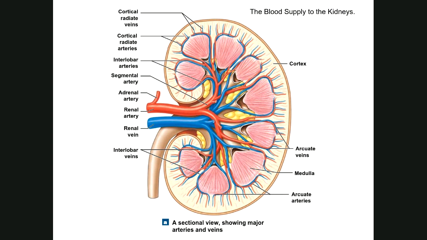We have some arterioles that are going to branch from those interlobal arteries. These interlobal arteries are going to be branched not only into those arcuate arteries that are like an arch, but also into these cortical radiate arteries. See them, those little teeny things, they are branching.